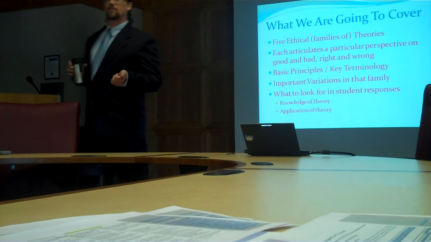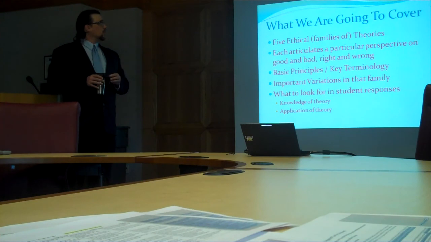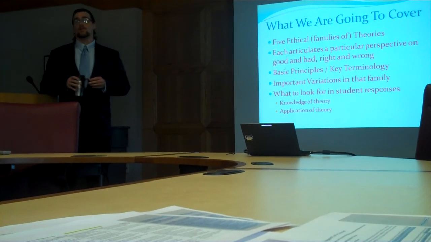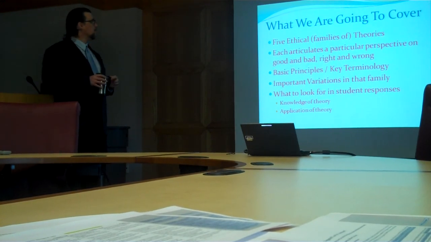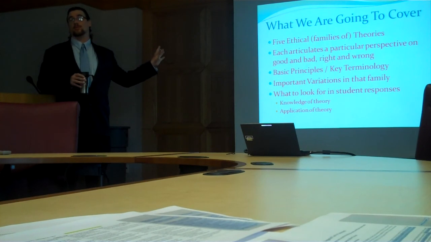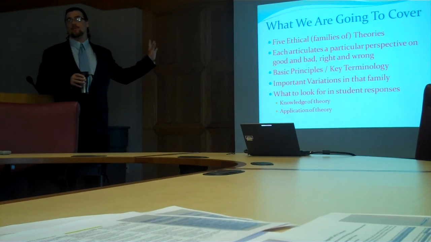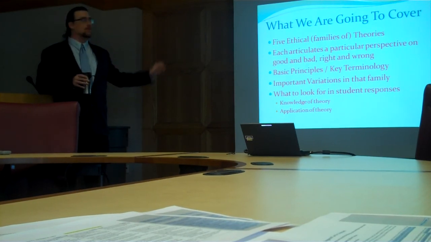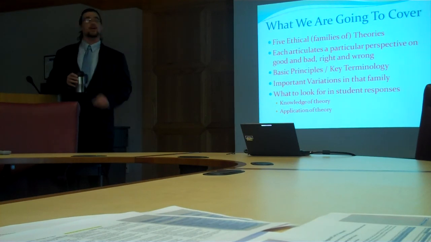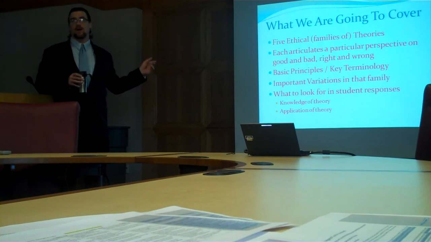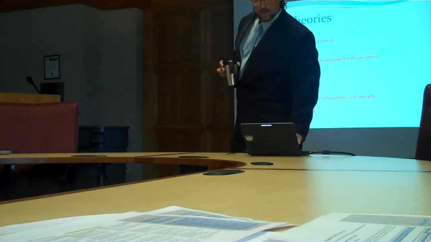We're going to cover 5 different ethical theories, or you might say families of theories. Each one articulates a particular perspective on what's good and bad, what's right and wrong, or what we might call the realm of values. I'm going to go over just the most basic principles and key terminology. I'm not going to go very deep into any of these. I'm going to talk about a few important variations in these families, and then I'm going to talk about what to look for in student responses. That's what's really key here: how to tell if a student has knowledge of the theory, and how to tell if a student is correctly applying the theory. There are certain indices you could look for.